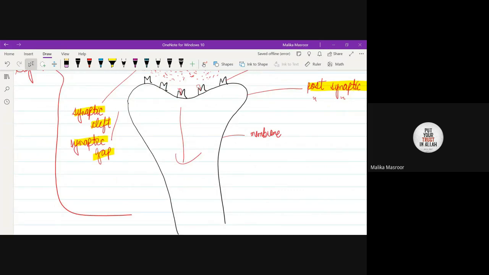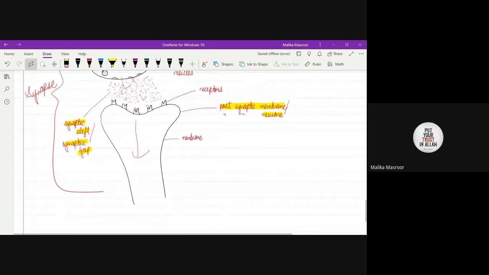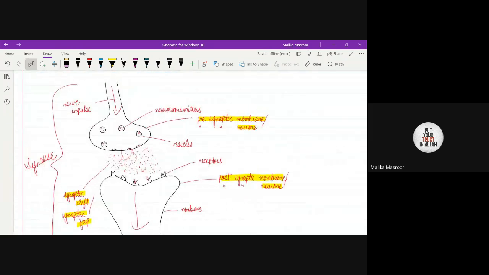When you are going from one neuron to another neuron, you cannot just jump directly in the form of electrical impulses. You need to convert those electrical impulses to chemical, and that chemical will be converted back to electrical. This is how your impulses are transmitted across from one neuron to another neuron.